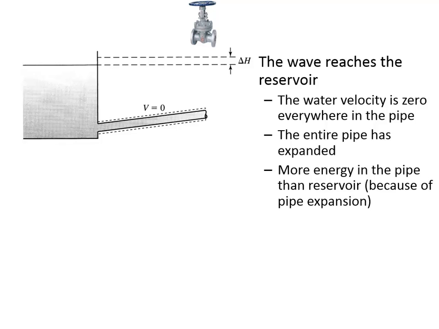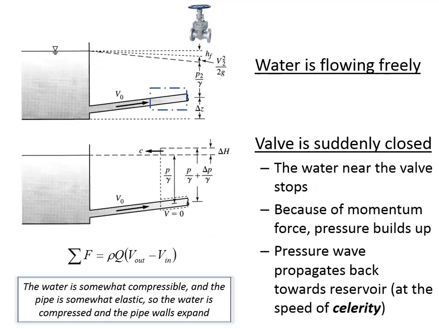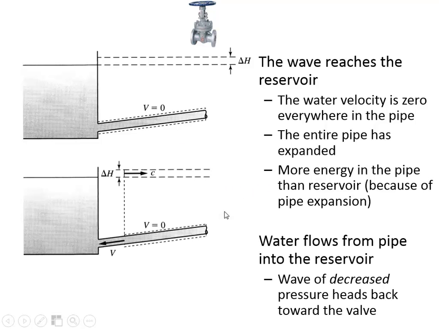Because the pipe expanded, it has more energy than it did initially. And in fact, there's more energy in the pipe than there is in the reservoir. So when we had the energy grade line before, you'll notice that the energy grade line is actually going to increase and be greater than the height of the water inside of the tank. And so the water flows backwards from the pipe back into the tank. So initially the water was flowing this way towards the valve, but now the water is flowing the opposite way.